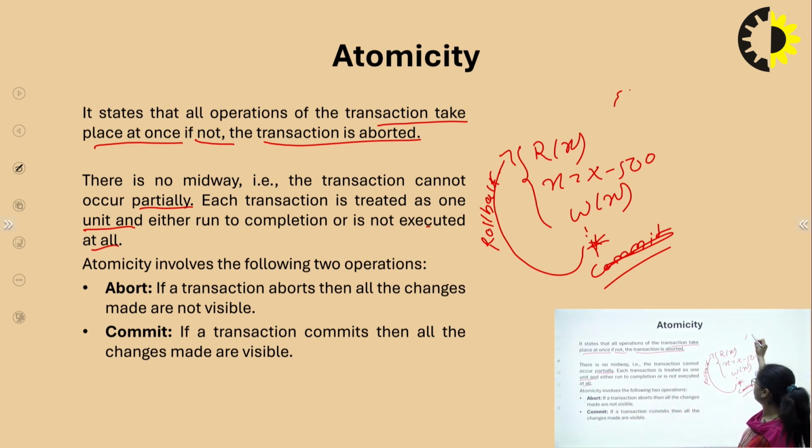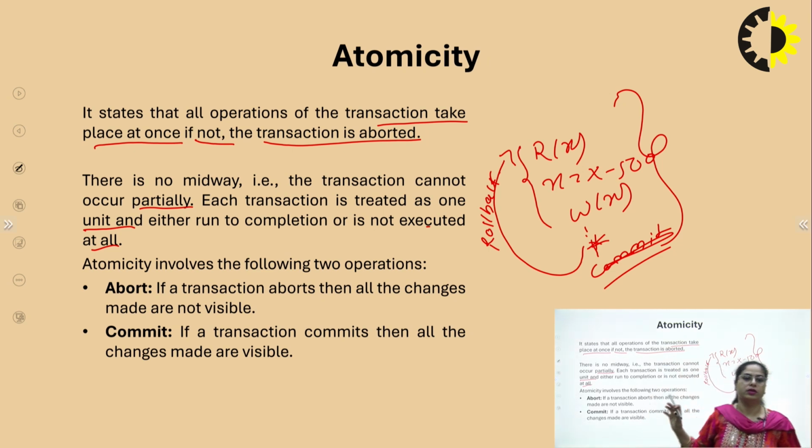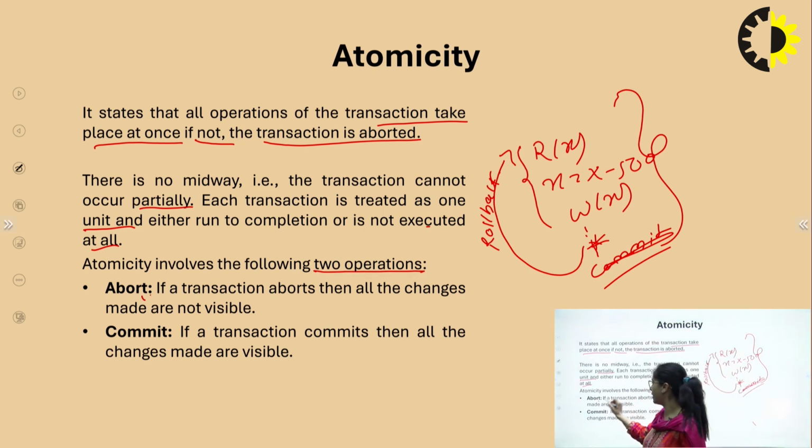It is performing as one unit. Okay, it is not performing partially. Atomicity involves two operations. The first is the abort operation, the second is the commit operation.